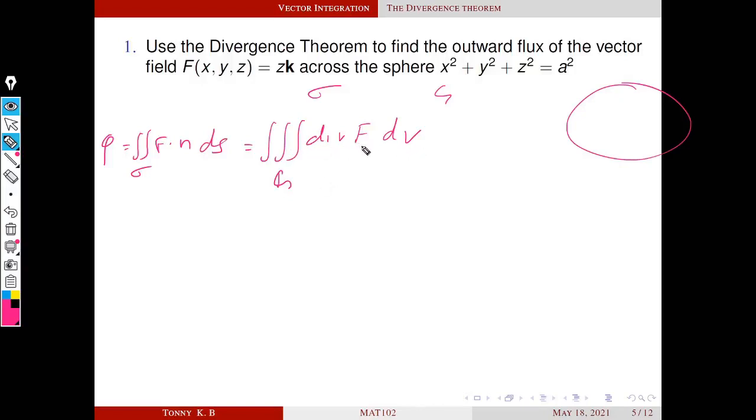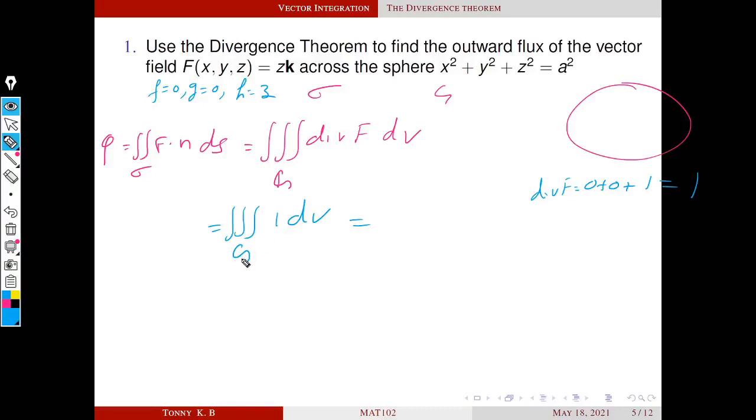And what about div F? Here f equals 0 because F is 0 i plus 0 j plus z k. So g is also 0, and h is equal to z. So div F becomes 0 plus 0 plus the derivative of h with respect to z, that is 1. So div F equals 1. Substituting this div F here, this becomes triple integral over G of 1 dV. Is it familiar? Yes, triple integral over a solid of 1 dV gives the volume of G.